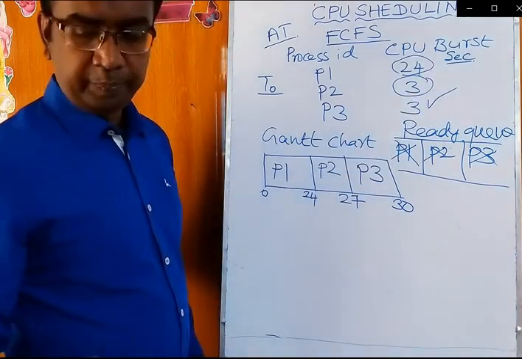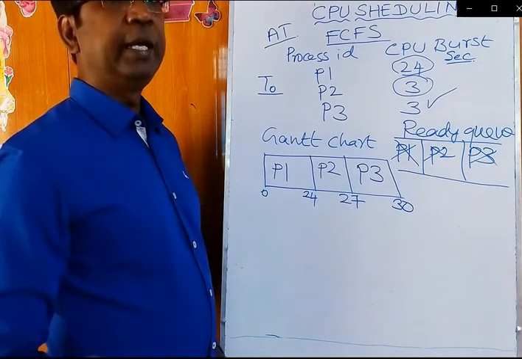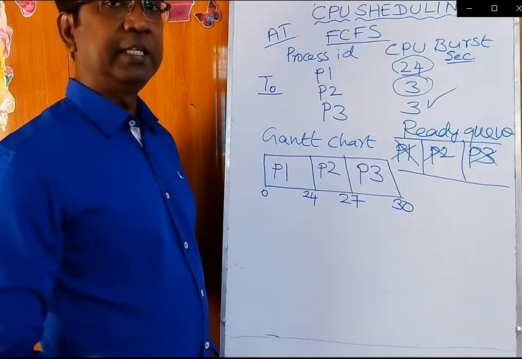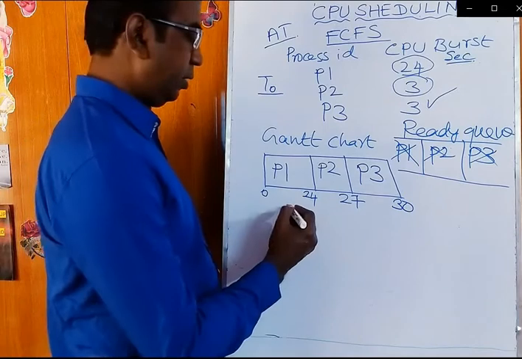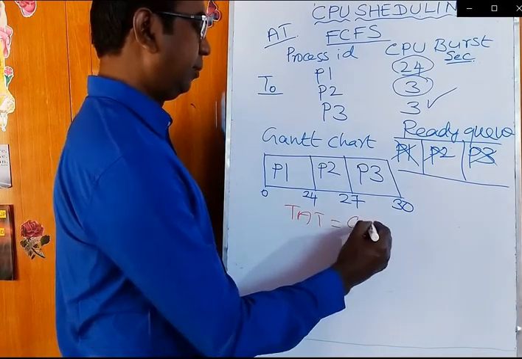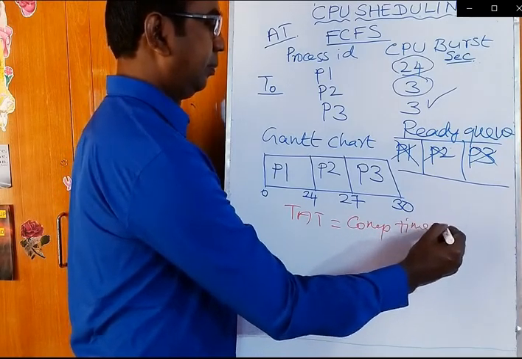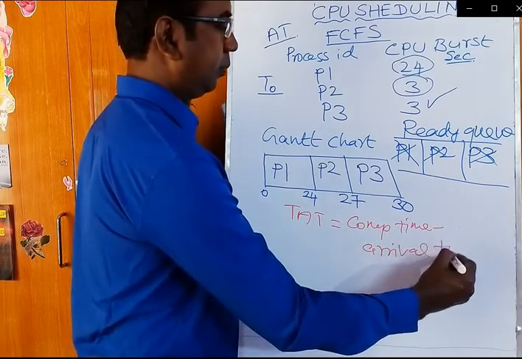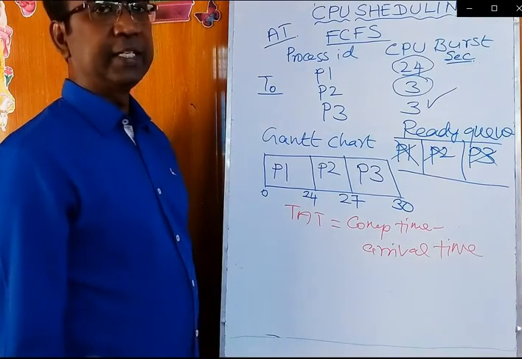Now we have to calculate the waiting time and the turnaround time for each process. Already we know the formulas for waiting time and turnaround time. First, let us go to the turnaround time. What is the formula for turnaround time? Turnaround time equals completion time minus arrival time. Correct? Turnaround time equals completion time minus arrival time.